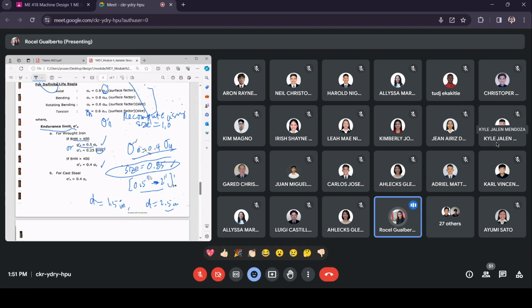Okay? Question. Nasundan po? For the size factor. May ganyan sa inyong page 8, 9. So, every time that you use the size factor, okay, you will always refer to your final answer. You look at your final answer if it conforms to this size range. If it conforms, then you have a correct size factor. Then if not, then you need to recompute using a different size factor.